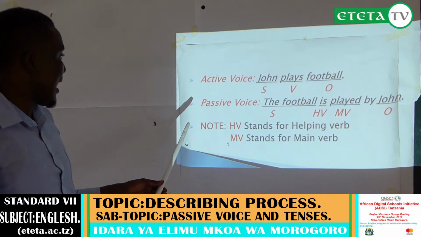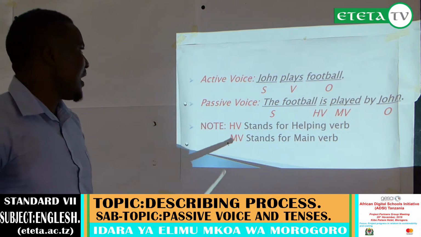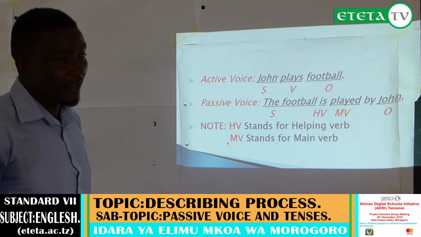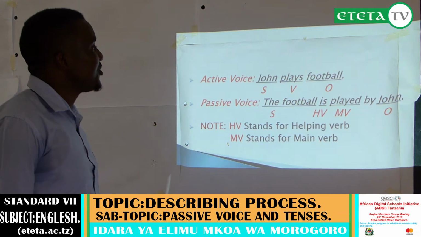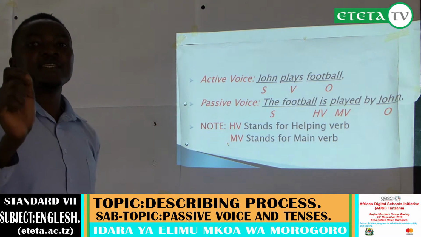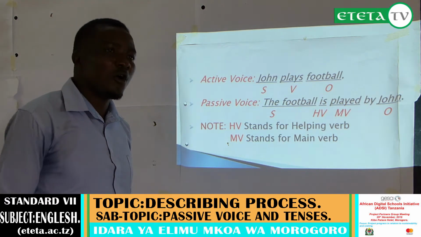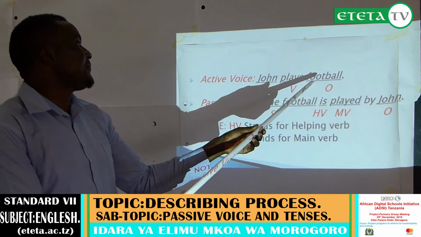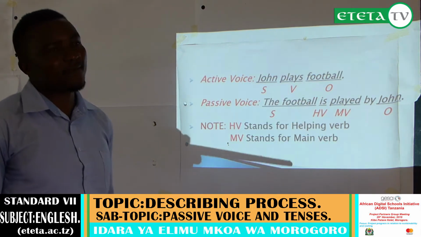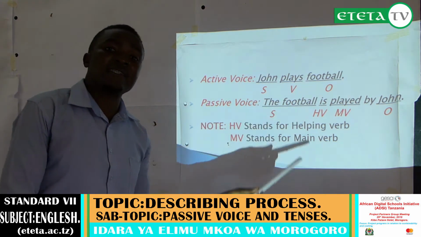Yes, another example is "John plays football." It is in active voice. Then when we change it into passive voice, it will be "The football is played by John." Remember, we are just talking about rule number 2, which is about changing the subject into object and the object into subject. So here, in "John plays football," John has become the object of the passive voice, while football has become the subject of the passive voice.